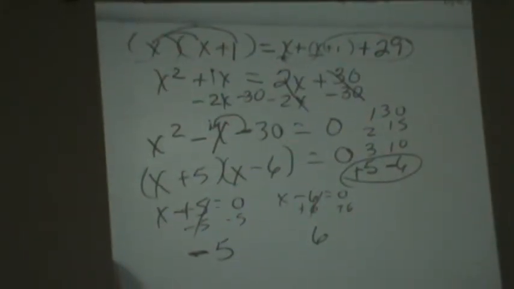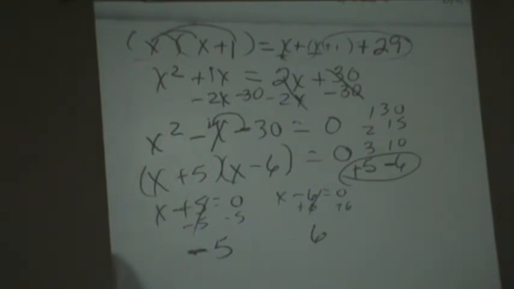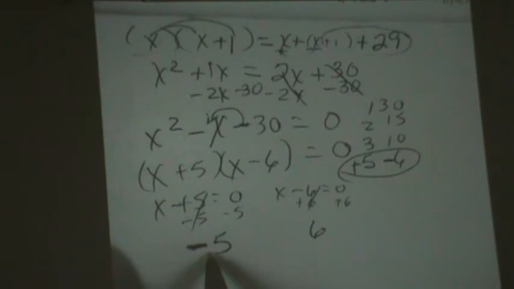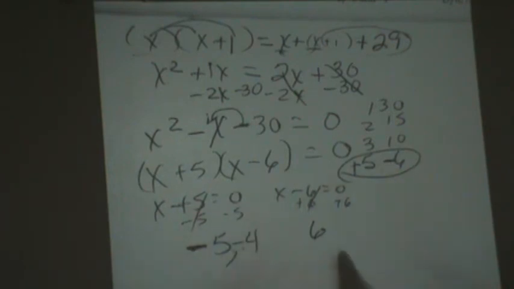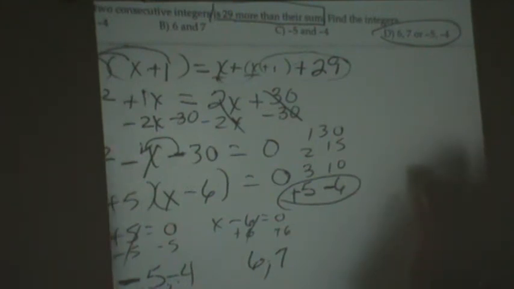Find the two consecutive integers. Okay, so this one, what would be the next integer after this? Negative 4. And what would be the next integer after this? 7. Okay. So is that what the correct answer is? Number 48 would be D, 6 and 7, or negative 5 and negative 4. Somebody check that? It's D. 2 more problems.